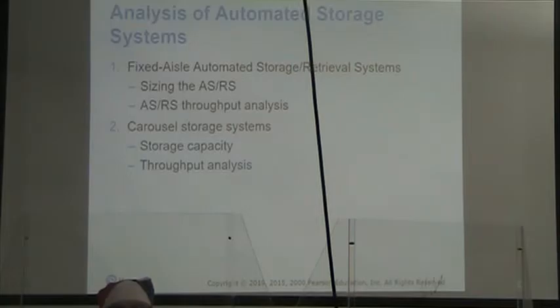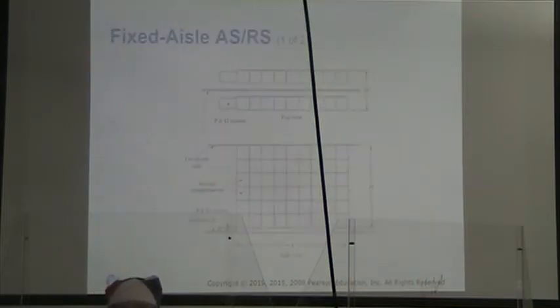With carousel storage systems, again, we want to know what is the storage capacity, and we want to do throughput analysis, whether we're talking a carousel or a fixed aisle AS/RS system. All right, so here we see a fixed aisle AS/RS system. We see the top view and we see the side view. Each of these little cells represents a storage compartment.